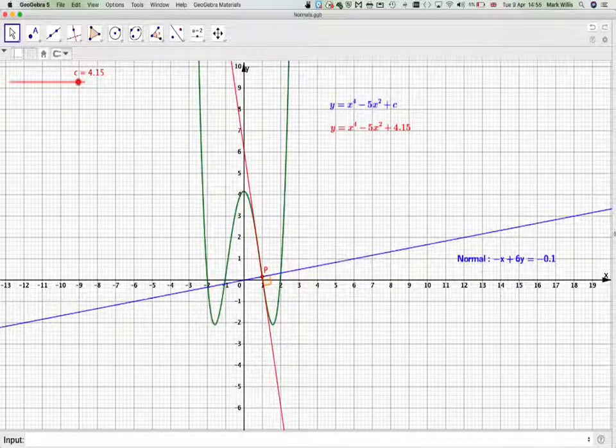So this has been a video to show you how to find the equation of the normal and then find the value of the constant of the curve where the normal passes through the origin.